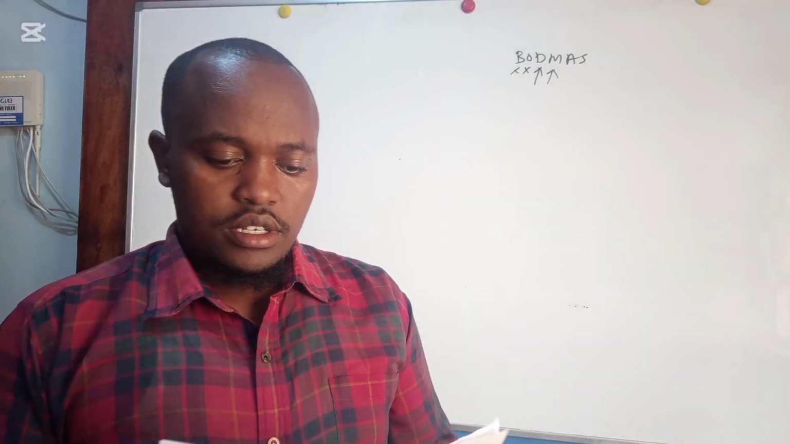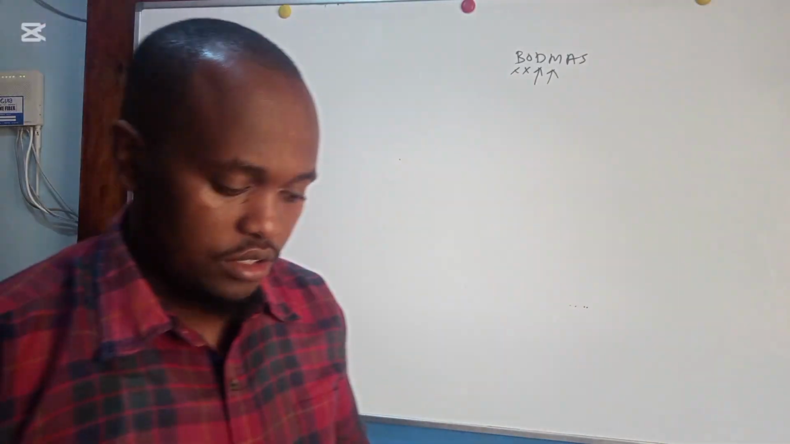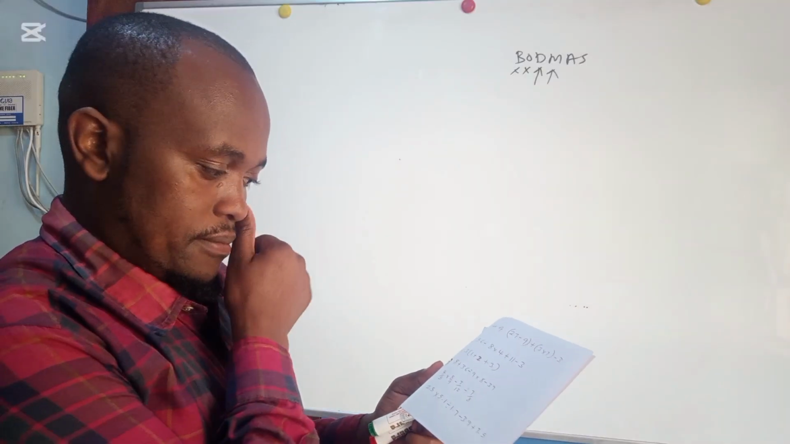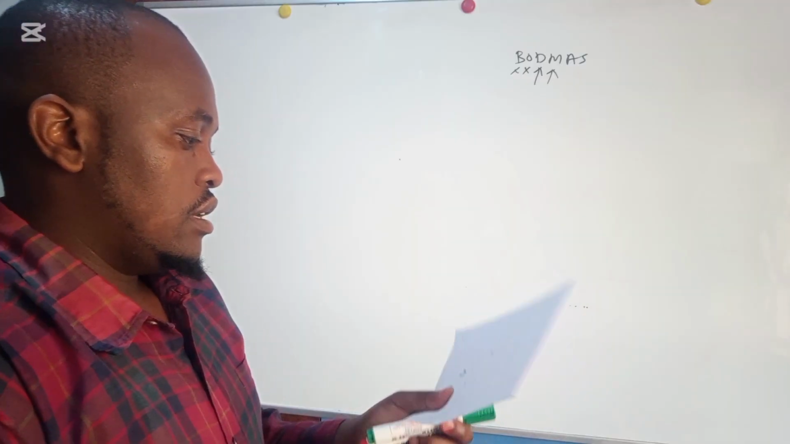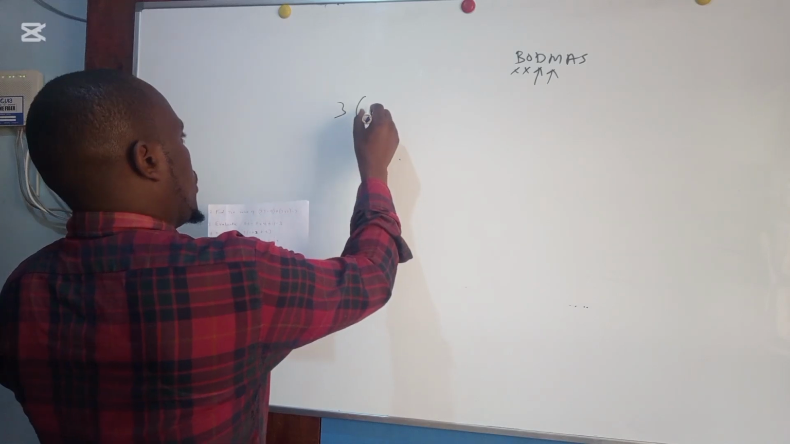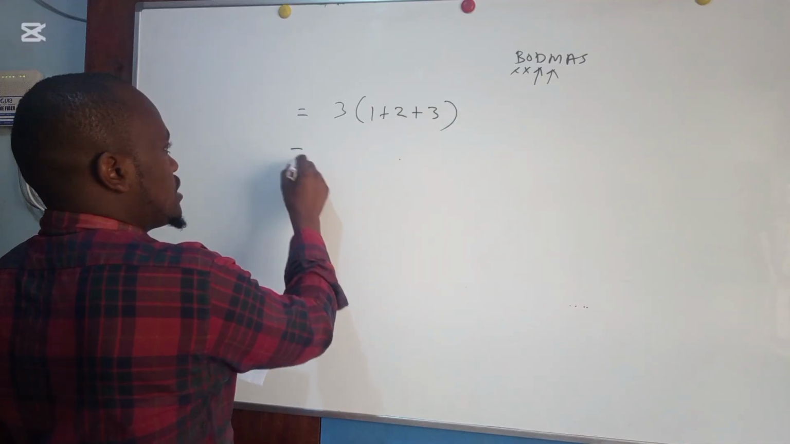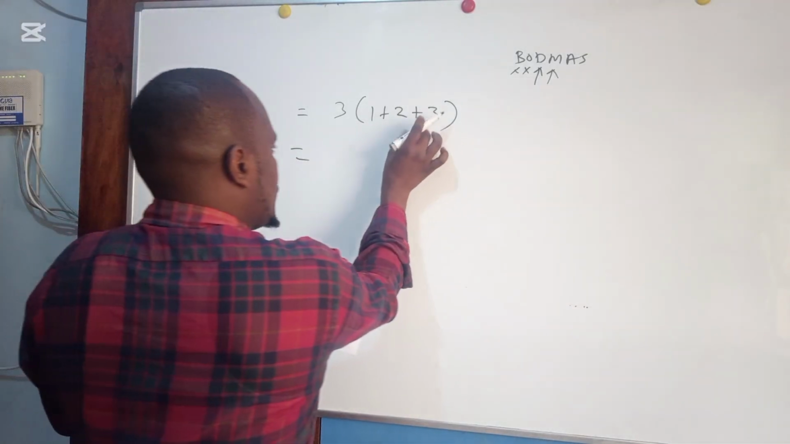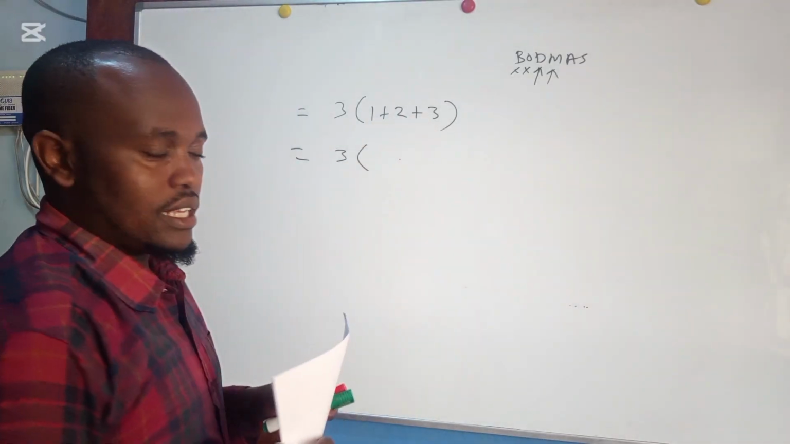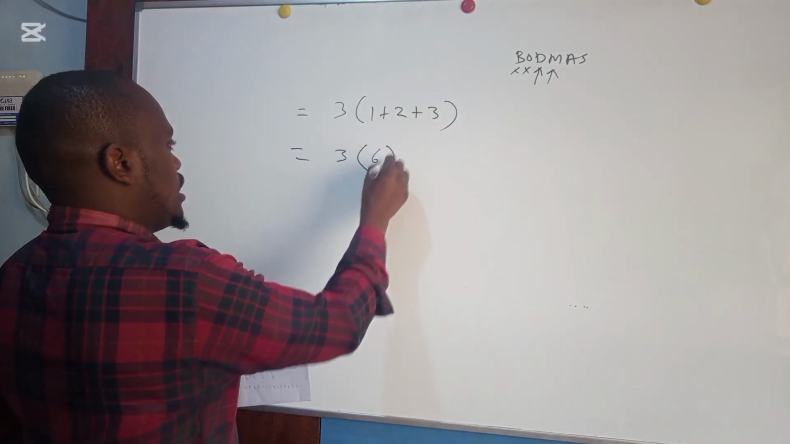We had skipped the first question under question 4, which is 3 in brackets 1 plus 2 plus 3. What have we said? The first thing is to solve what is in brackets first. So you first handle this: 1 plus 2 plus 3. 1 plus 2 is 3, plus 3 is 6. Then you open this bracket. 3 times 6, 18.